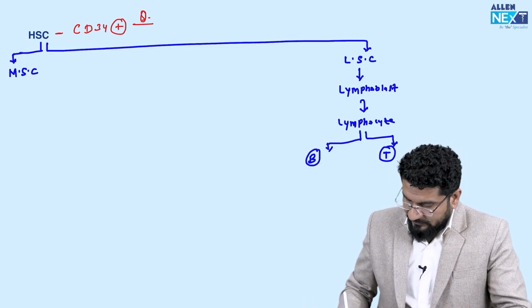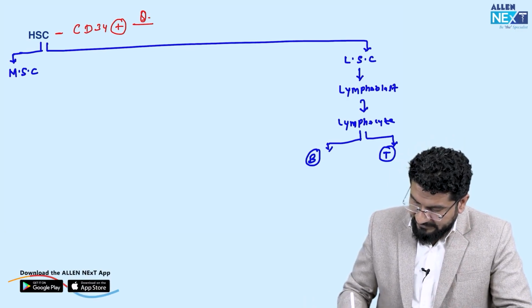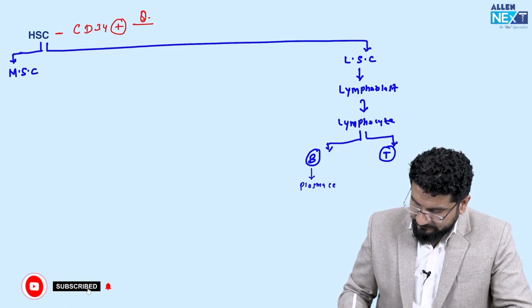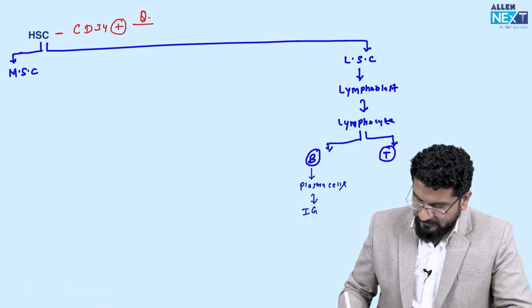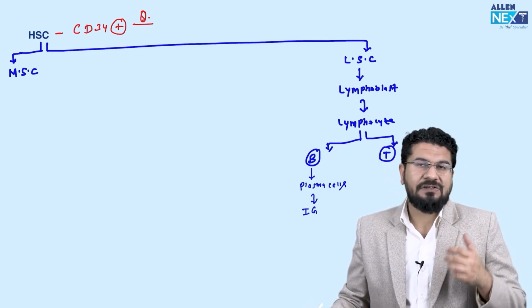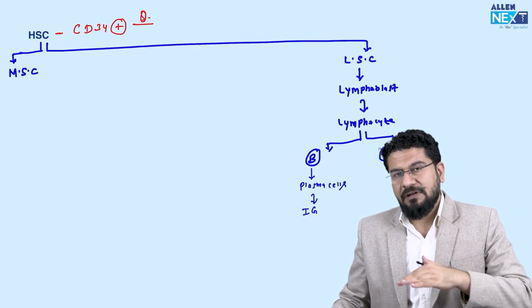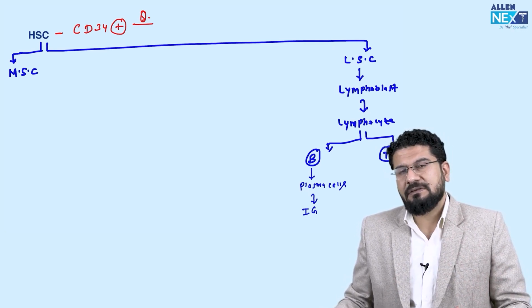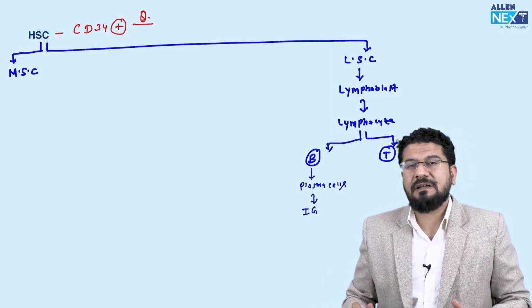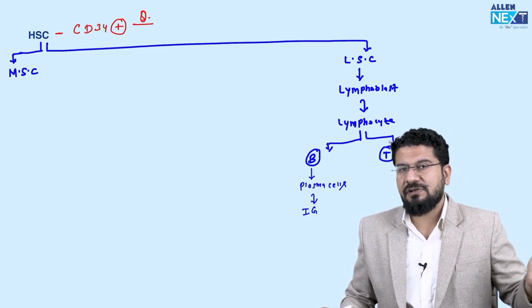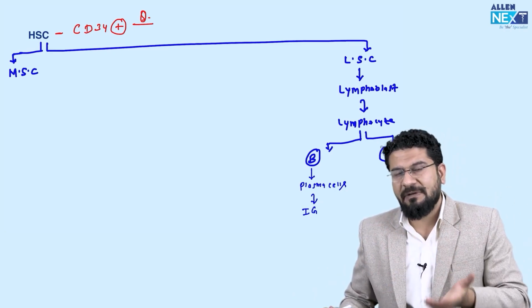Now this B lymphocyte will further form plasma cells, and these plasma cells will produce immunoglobulin. So initially we have IgM, that is the first immunoglobulin to be formed. Then this IgM will convert into different classes of immunoglobulins. That is a phenomenon we call class switching or isotype switching. Means IgM will convert into IgG, IgA, IgD, sometimes it remains IgM, and IgE.